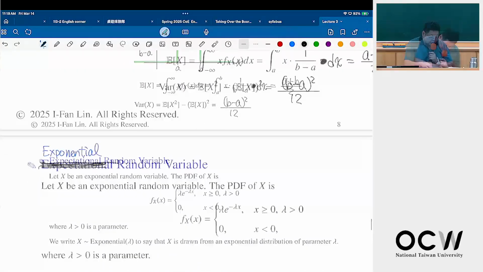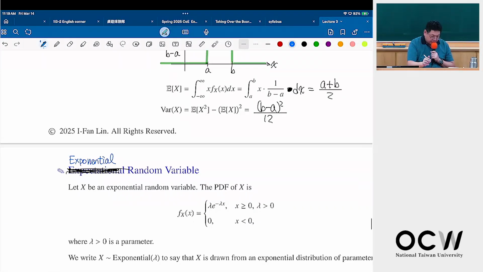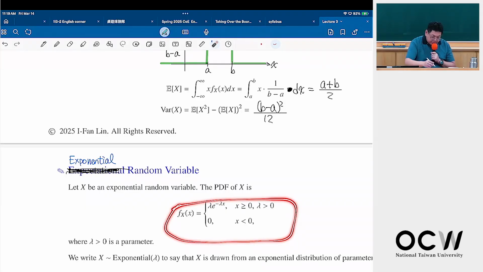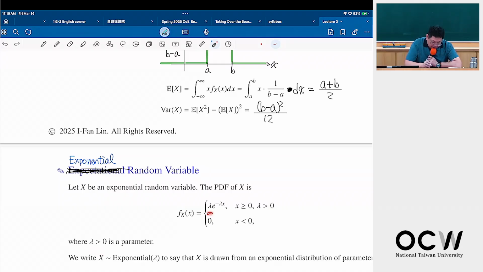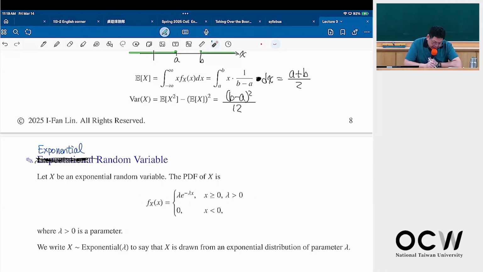The next one is the exponential random variable. For the exponential random variable, the PDF looks like this, and lambda is a parameter. I only have values when x is greater than 0, otherwise no. And we write exponential(lambda) to say that X is drawn from the exponential distribution with parameter lambda.